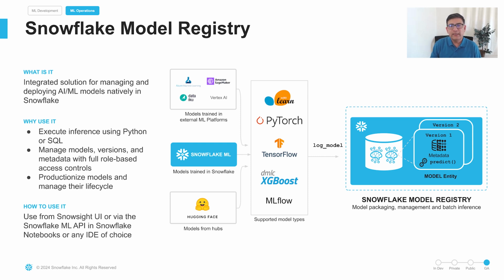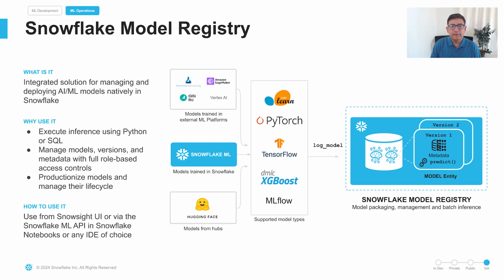To use the model registry, you start by first logging a model. You can log any model that you have trained in Snowflake, but in addition, you can also bring in models that you have trained externally on any third-party platform or from open source repositories in any of the supported model formats that are shown here. If your model is not one of the supported types, then you can use our custom model API to still be able to log it.